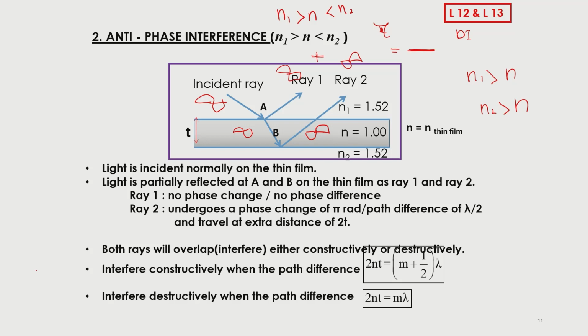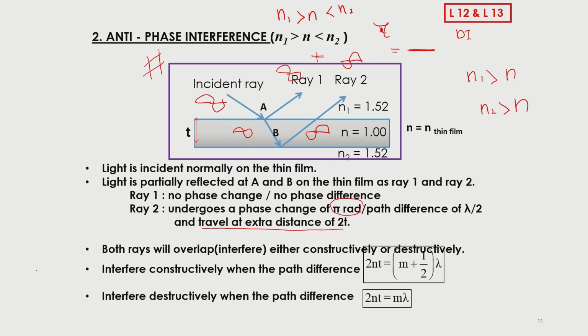So as you can see, ray 1 has no phase change and no phase difference. But ray 2 undergoes a phase change of pi radian or 180 degrees, with a path difference of lambda over 2, and travels an extra distance of 2t. Both rays will overlap either constructively or destructively. In this case, the rays overlap destructively.